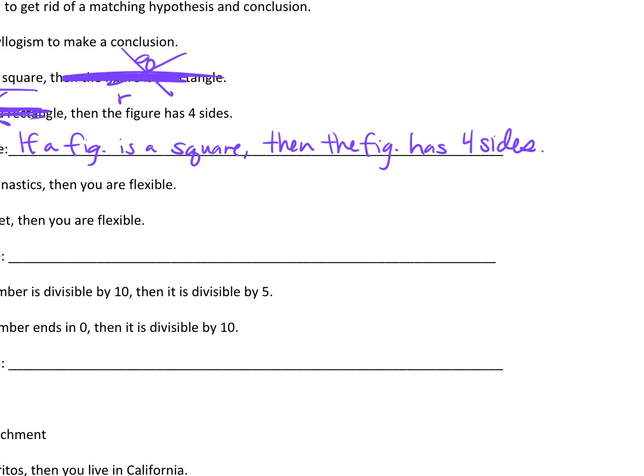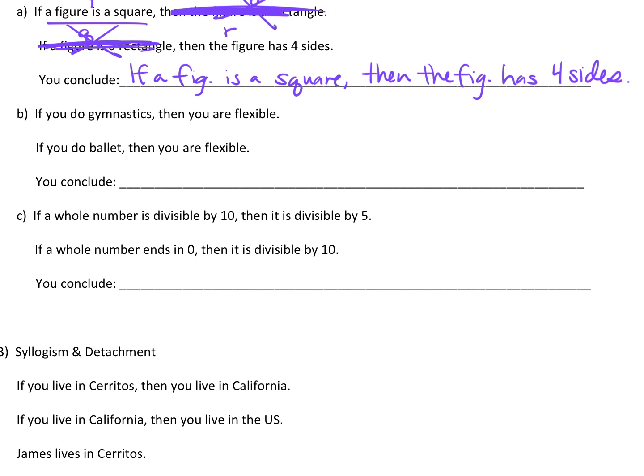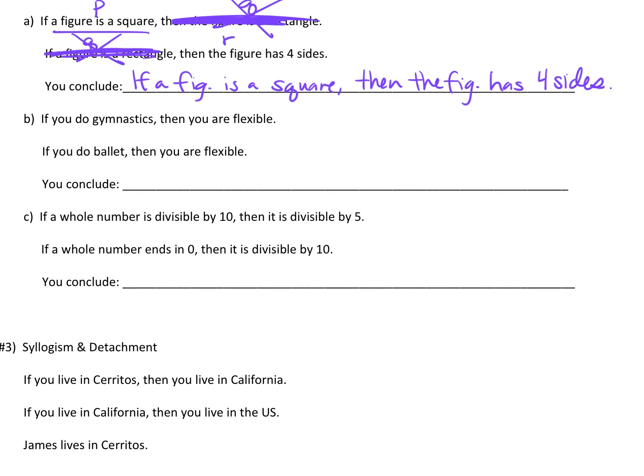Okay. But look at this next one. This one says, if you do gymnastics, then you are flexible. If you do ballet, then you are flexible. What's the same about them? You are flexible. Those are both the Q, right? They're both conclusions. Okay, so if I take them away, the 2 that are the same, it says, if you do gymnastics, if you do ballet. Does that make sense?